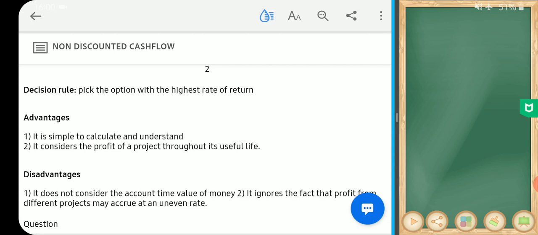So you are considering the profit for the whole useful life of the project in making your decision. Then the disadvantage is that it does not consider the time value of money. Just like I said earlier on, what money can buy today is not the same thing that same value will be able to buy in the next 3 years. So this method does not put that in consideration. They don't discount their money. The cash flow that they are expecting in the next 2 years, they don't discount it to know the present value as at now. So that is a disadvantage of it.